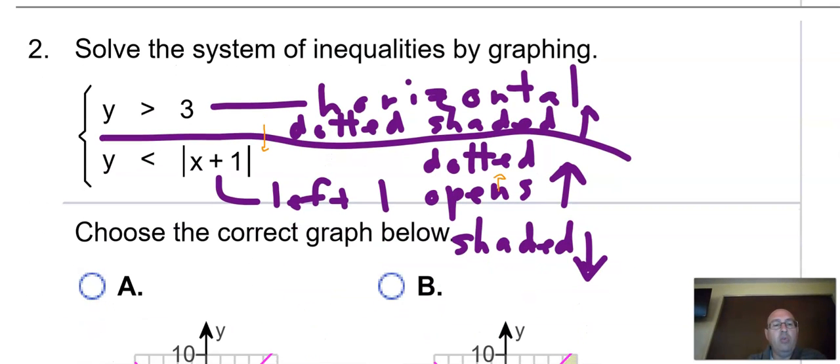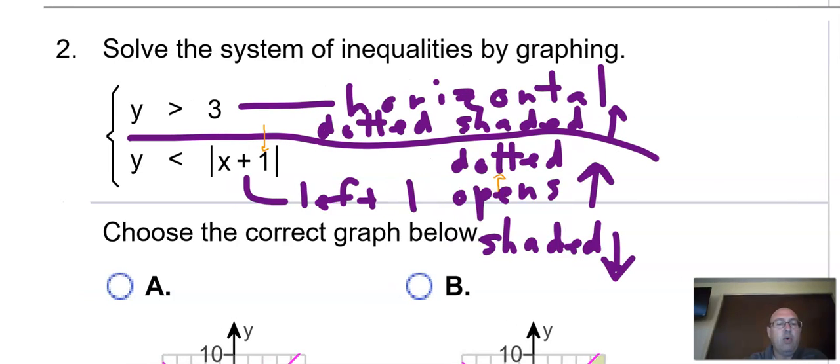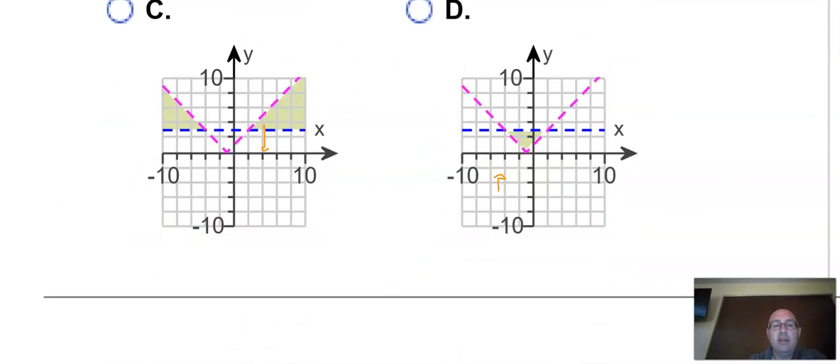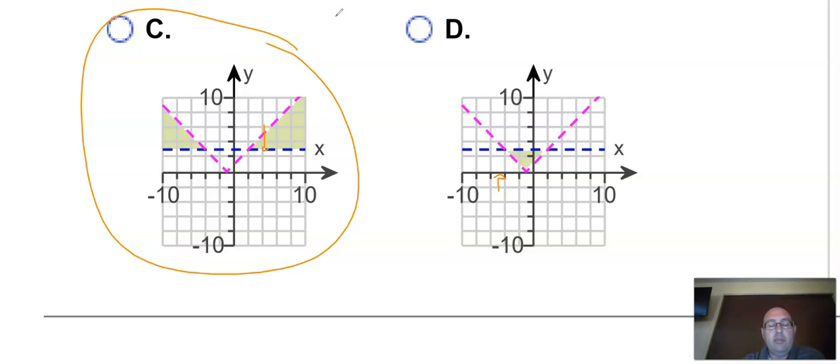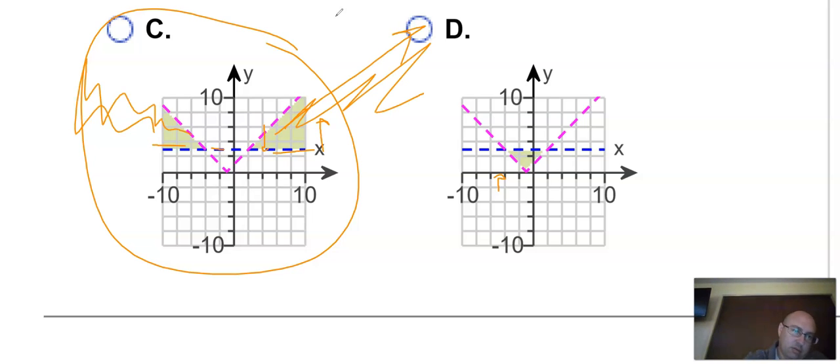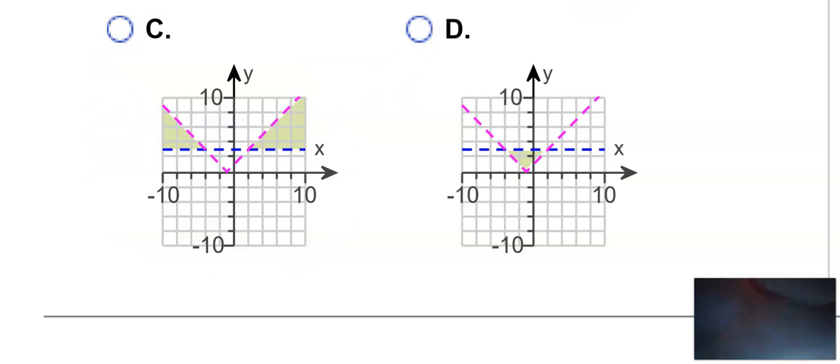We do want below the V because, of course, we've got that whole less than. So we want below the V. That immediately gets me my choice, the correct answer here, which would be this one. And of course, the other one you can see the dotted boundary line shaded up. So you get these two sections that are separated from each other. And yes, they go on forever and ever, here and here. Kind of infinite triangular shapes.